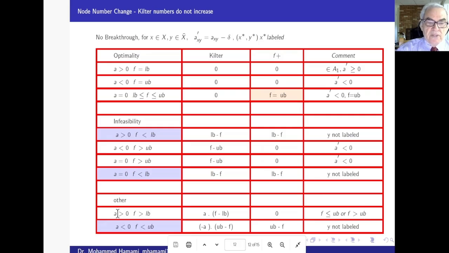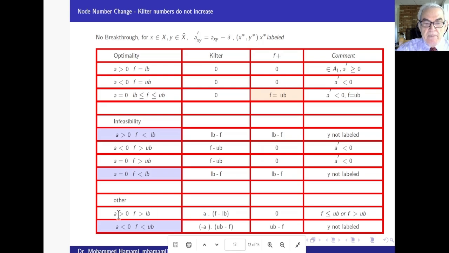Now, if F is bigger than UB, so A positive and F is bigger than UB, right? So in this case, the A prime can be positive, equal to 0, or negative. So if it stays positive, A prime is positive and F bigger than LB, then the new Kilter number will be A prime times F minus LB. But A prime is less than A. Therefore, the Kilter number decreases in that case.